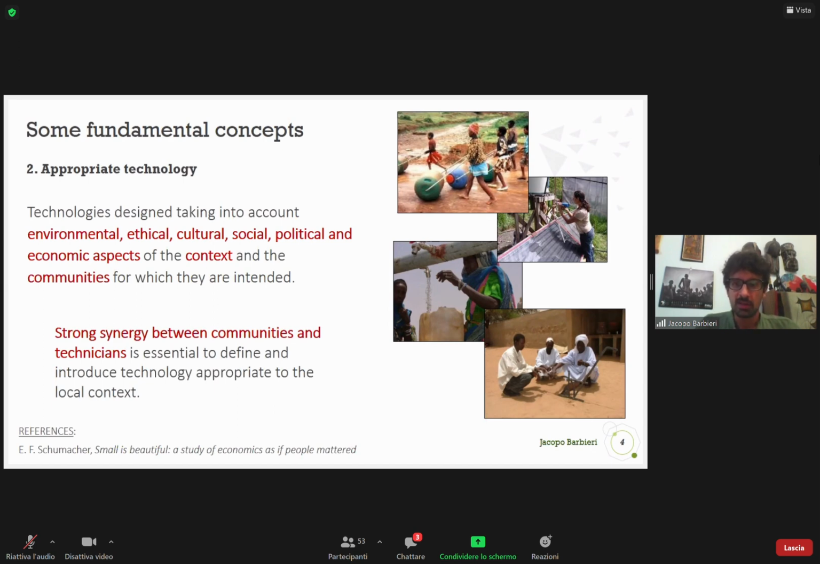Which basically means that technology is appropriate when it satisfies the needs of the user, and to do this, it needs to be developed in synergy between the technicians, the communities, and the final utilizer. Which means that we need a very good understanding of the local context.